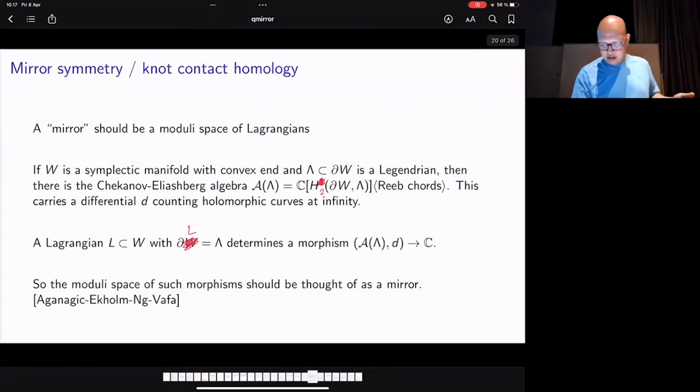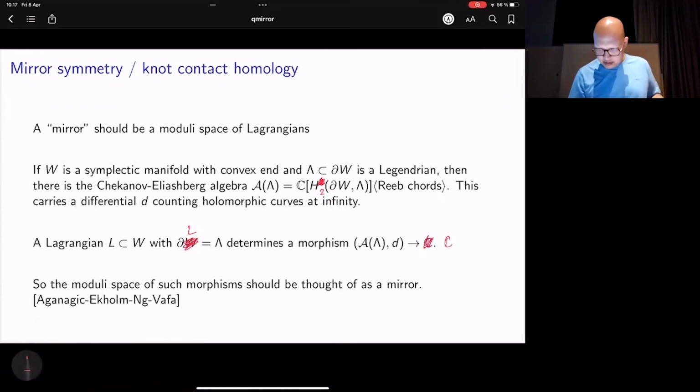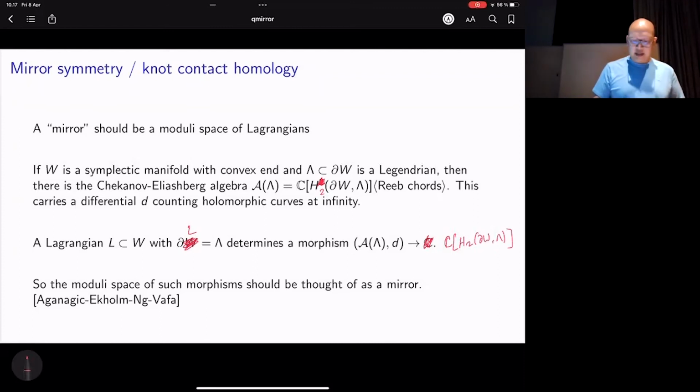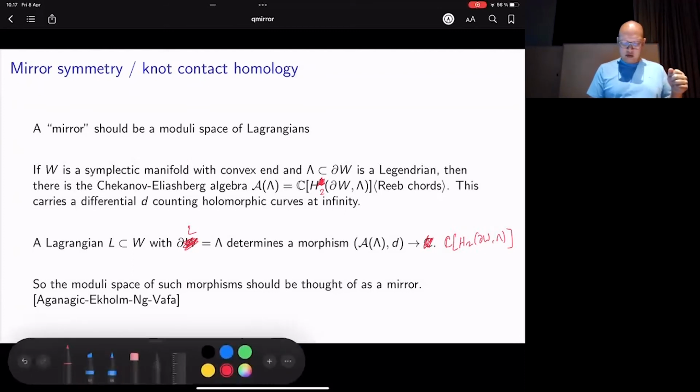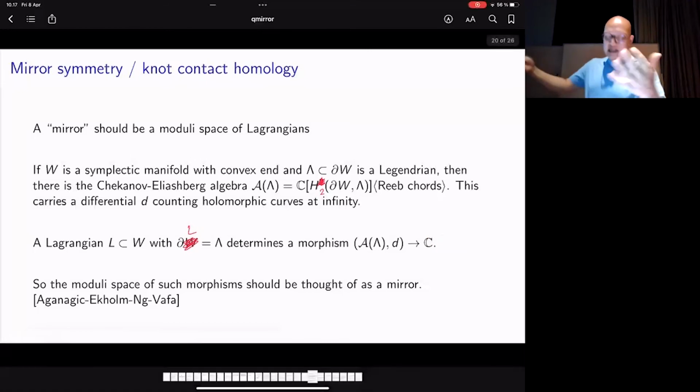Yes, I think there's another. This slide I made last. So this one should have said C is H2. In any case, the space of such morphisms you should think of as a mirror, because each Lagrangian with this kind of end gives you such a morphism, and then maybe there are more objects in the Fukaya category than just honest Lagrangians, so you allow all such morphisms. And this was an idea of Aganagic-Vafa and Vafa.